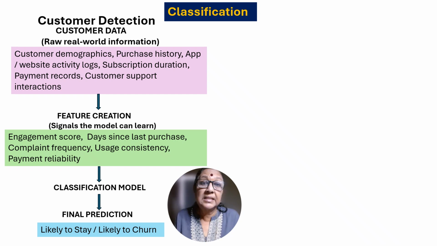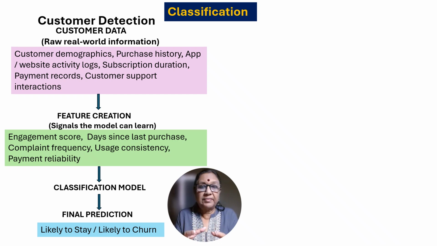Now we will talk about some examples of classification. One is customer churn detection. Churning is whether the customer will leave you and go to some other service. So raw data you normally take for this is customer demographics, purchase history, transaction data, app and website activity logs, subscription duration, payment records, and so on. From this, the system will develop feature parameters like engagement score, days since last purchase, complaint frequency, usage consistency, and so on.